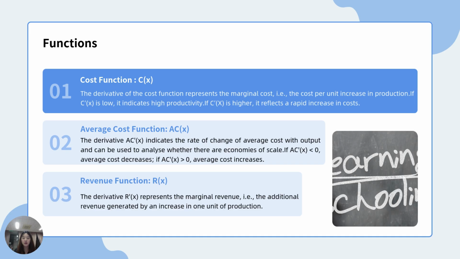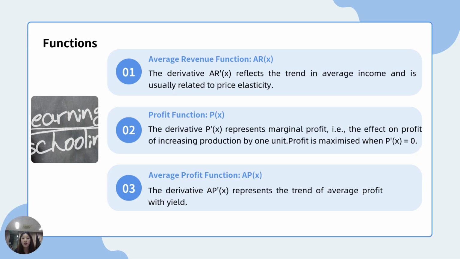3. The revenue function is written in the form of R(x). The derivative R'(x) represents the marginal revenue, i.e., the additional revenue generated by an increase of one unit of production. 4. The average revenue function is written in the form of AR(x). The derivative of AR(x) reflects the trend in average income and is usually related to price elasticity.